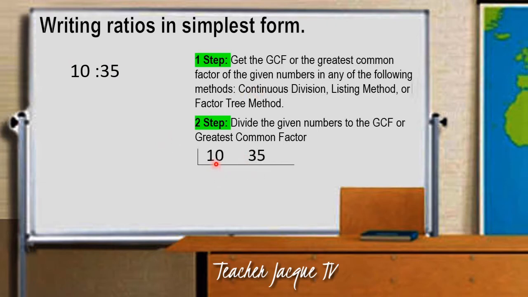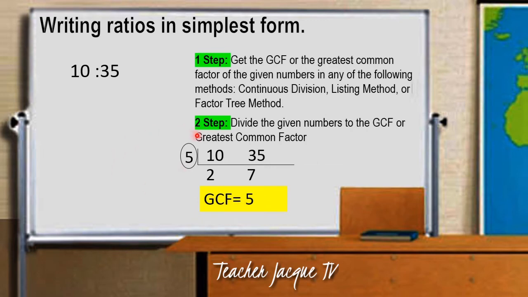So, we have here 10 and 35. So, ano ang kanilang common factor? Anong number ang pwede nating gamitin as divisor para i-divide kay 10 and 35? Tama, 5. So, 10 divided by 5 is equals to 2. 35 divided by 5 is equals to 7. So, we're done kasi yung 2 and 7 are both prime numbers. Wala na silang common factor. Therefore, yung GCF natin ay 5.